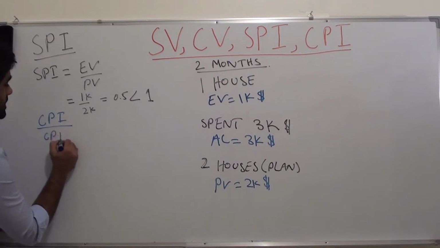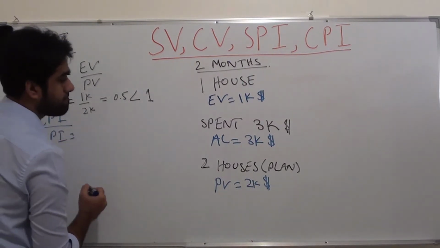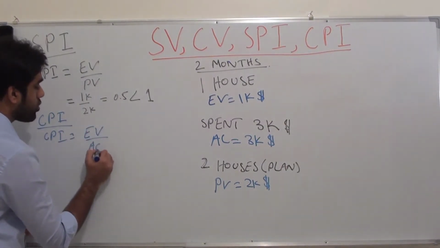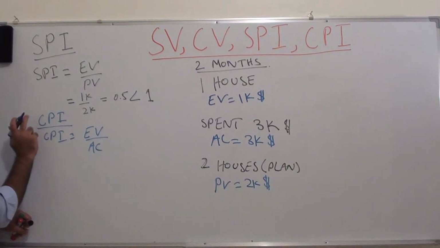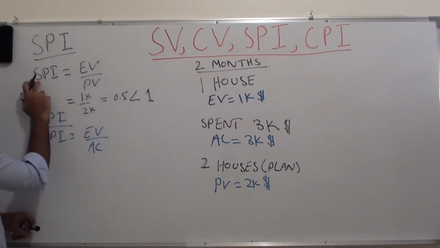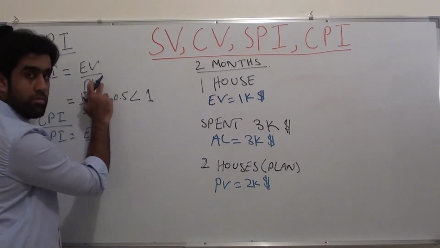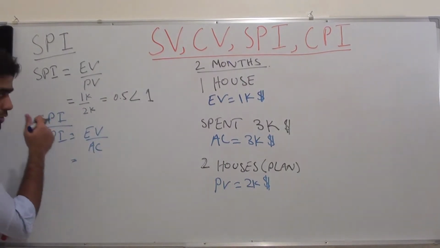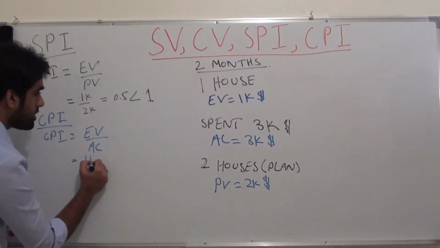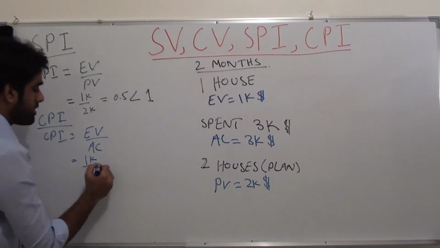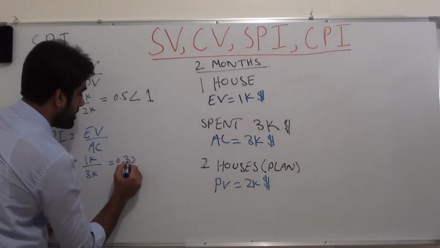CPI in our example is again the same variables, but in division: earned value divided by actual cost. When we are measuring cost performance index, we will use actual cost. When we are talking about schedule, we will use planned value, because planned is something related to schedule. Earned value here is 1000 and actual cost is 3000, so this is equal to 0.33.